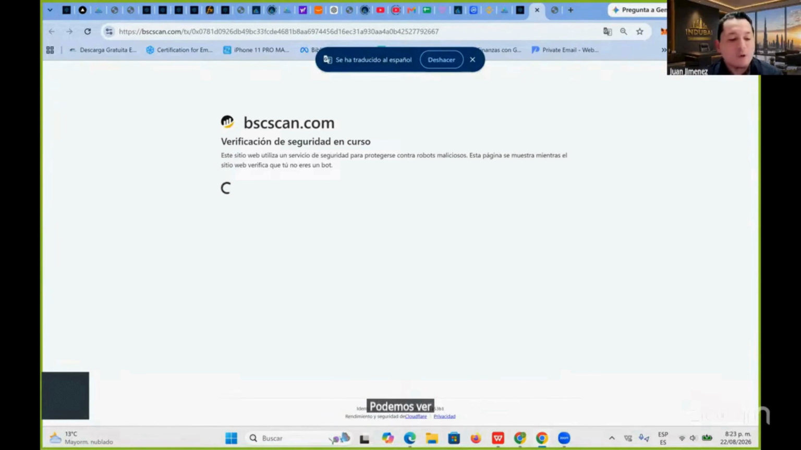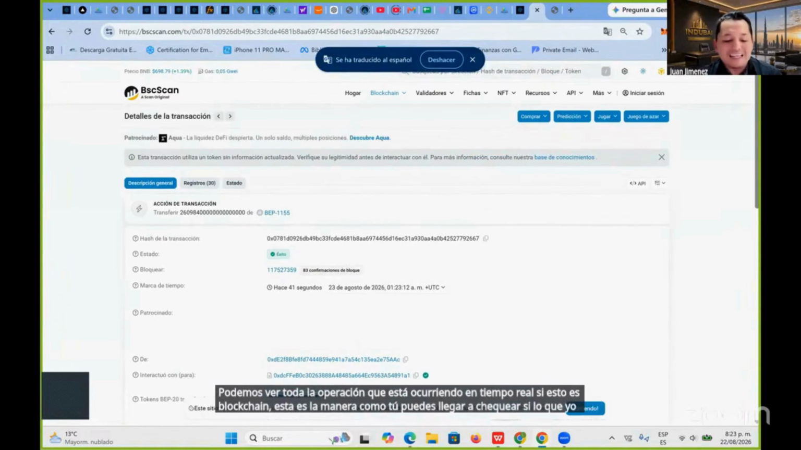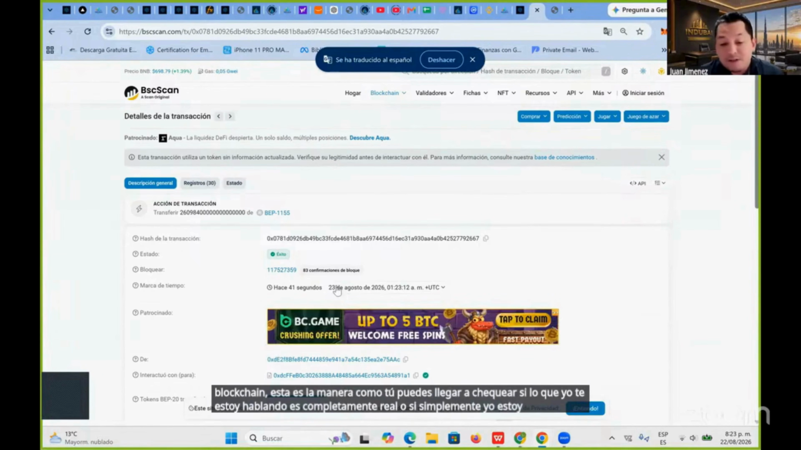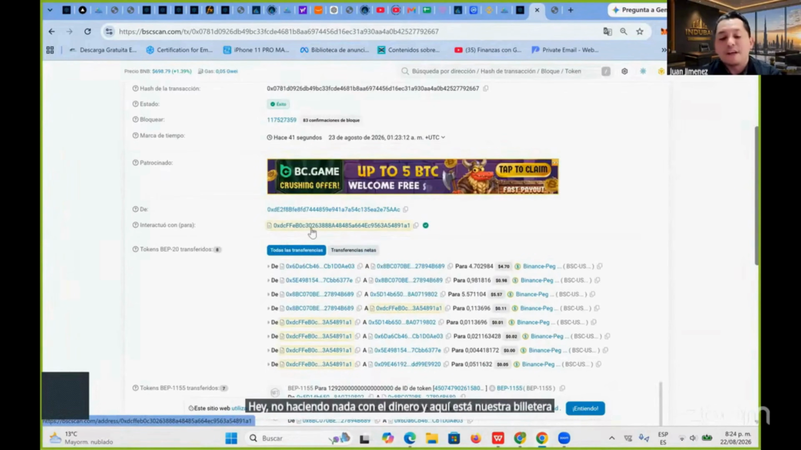If we go to the scanner, we can see the entire operation that is happening in real time. Yes? This is blockchain. This is how you can check if what I'm telling you is completely real or if I'm simply not doing anything with the money. And here is our receiving wallet, where this wallet practically serves as a bridge for us.